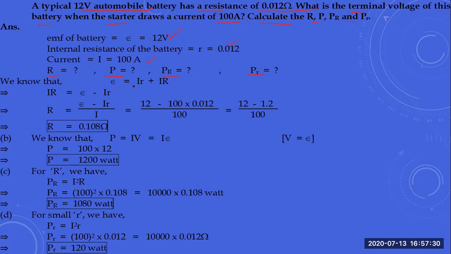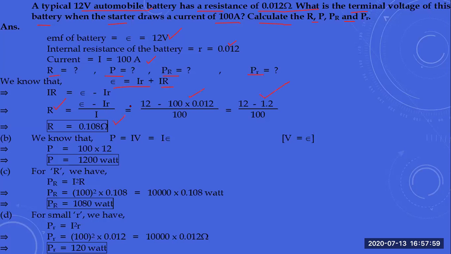So here is the formula used to calculate EMF of the battery, that is E = IR + Ir. If you are calculating R, after simplification it is R = (EMF minus Ir) divided by I. After putting the values, EMF is given, r value is given, current value is given, you have calculated the resistance of the battery.